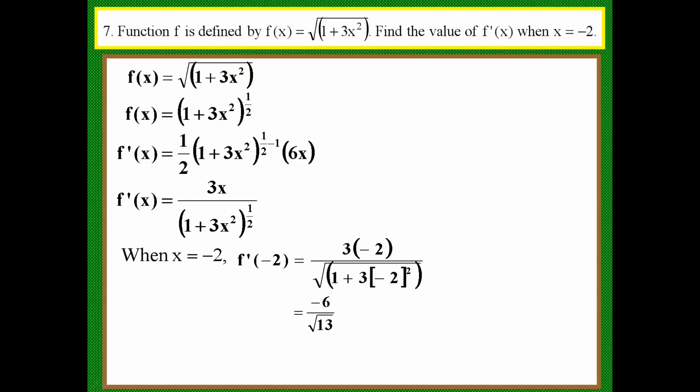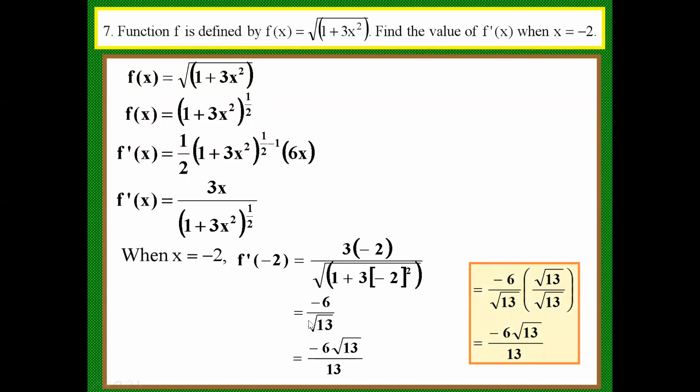And please remember that in STPM, you should not leave your answer with a square root at the bottom. So you will get this answer. How to get this? It's very easy. You take whatever square root, multiply top and bottom. Square root multiplied by square root, you will get something without the square root, and whatever square root will be in the numerator.